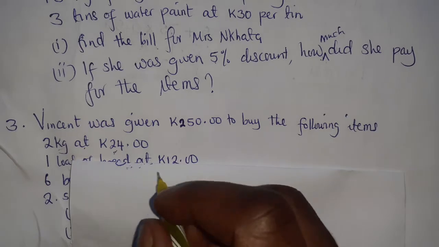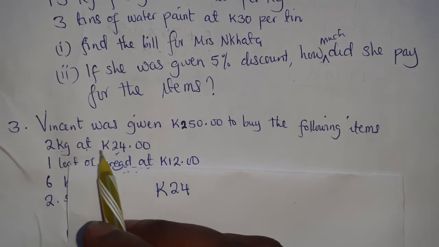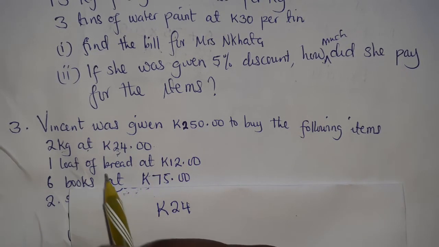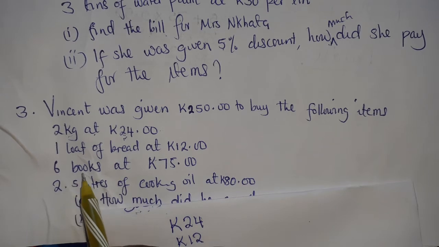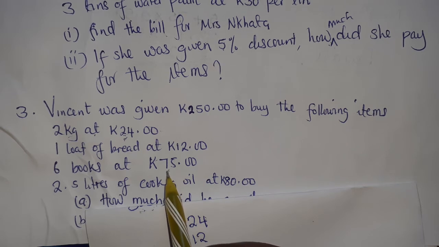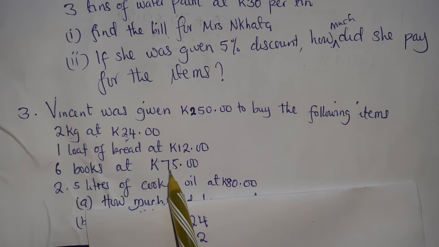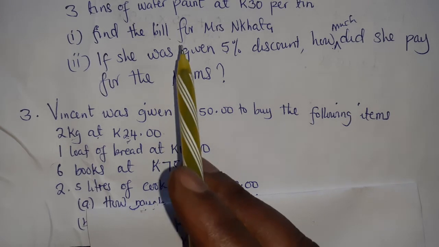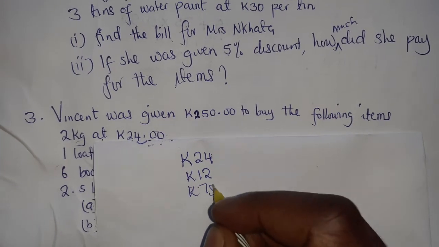So for the 2 kg, we'll just get it as it is. You don't multiply. I'm sure you've gotten that. You do not multiply because we've been told 2 kg at 24 kwacha. We don't have per kg. 1 loaf of bread at 12 kwacha. So we also get this 12 kwacha as it is. 6 books at, make sure you get this, these 6 books, all of them were bought at this amount. It's not like 6 books at 75 kwacha per book. If it was per book, we were going to multiply 6 by 75. So I want you to see the difference. So here we get 75 as it is.